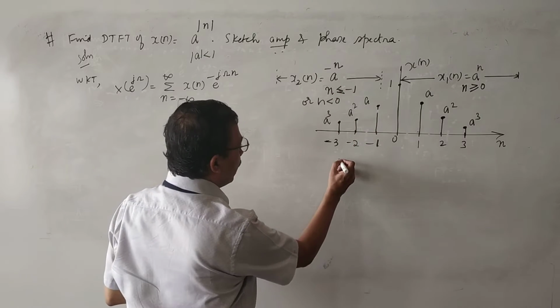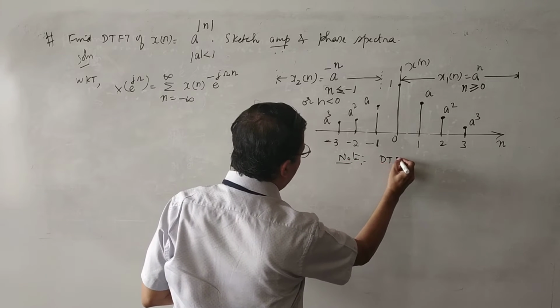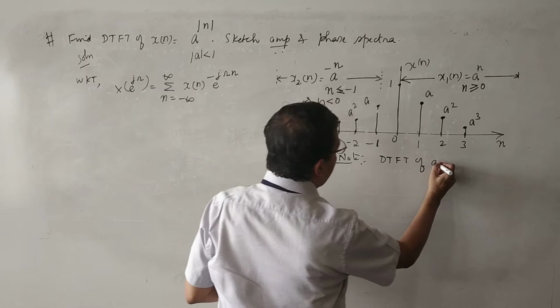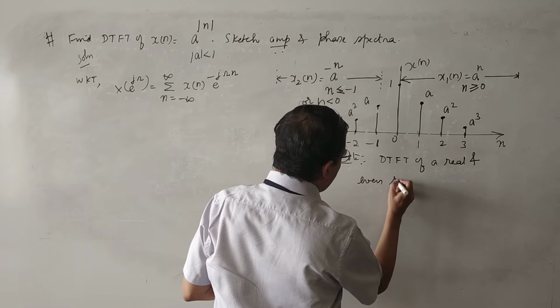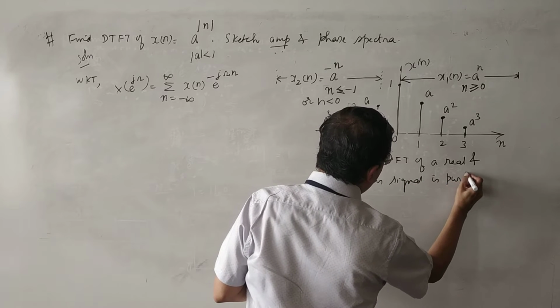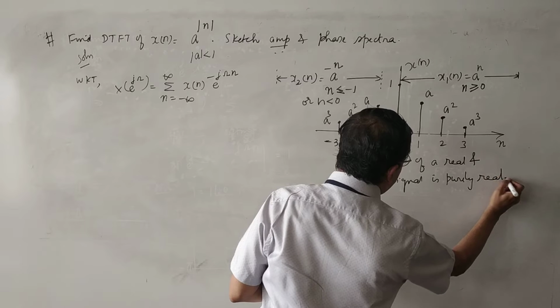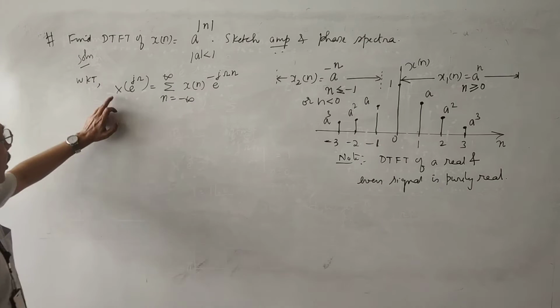What I am going to say is a note. This note is very important. DTFT of a real and even signal is purely real. It has no imaginary content in it. Very important note. I'll come back to this now.